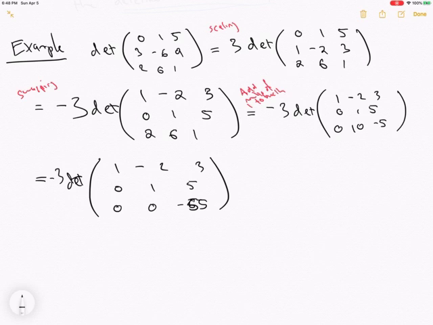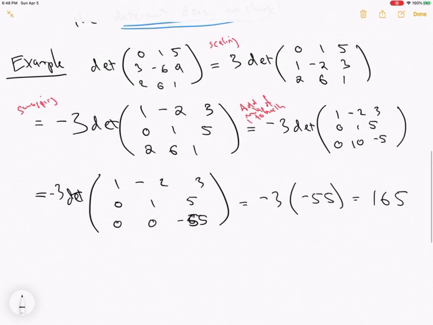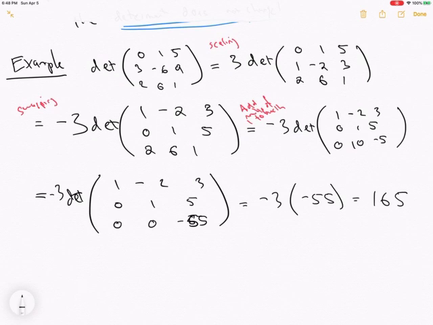And at this point it's already a triangular matrix, so that's just going to be minus 3 times the determinant. You just multiply all the diagonal entries. That's 1 times 1 times minus 55. So that's minus 3 times minus 55, which gives you a positive 165. So that's the determinant of the matrix.